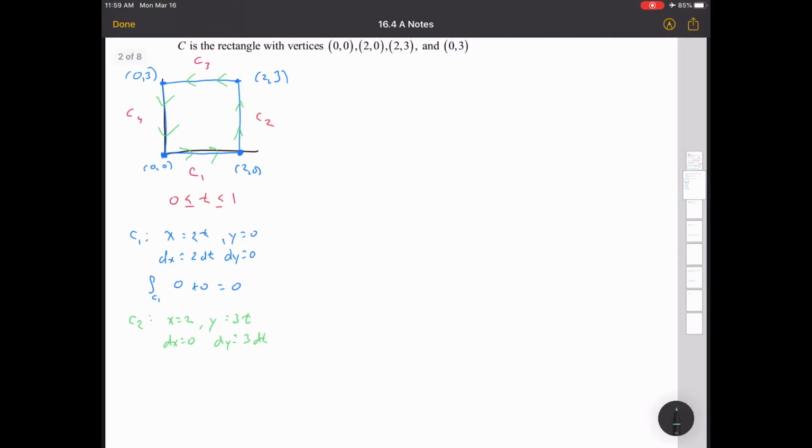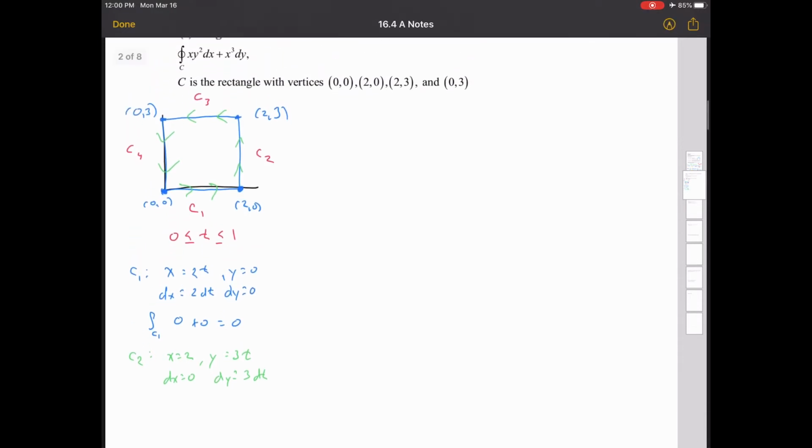So again, looking back at the original integral here, since x is 2 and y is 3t, but dx is 0, we're going to start off with 0 for the dx part. It looks like we're actually going to have something here for the dy part. So we're going to get plus, let's see, x cubed, well, that's 2 cubed, so that's going to be 8, times dy, which is 3 dt. So I actually do have a little bit of an integral to do here.